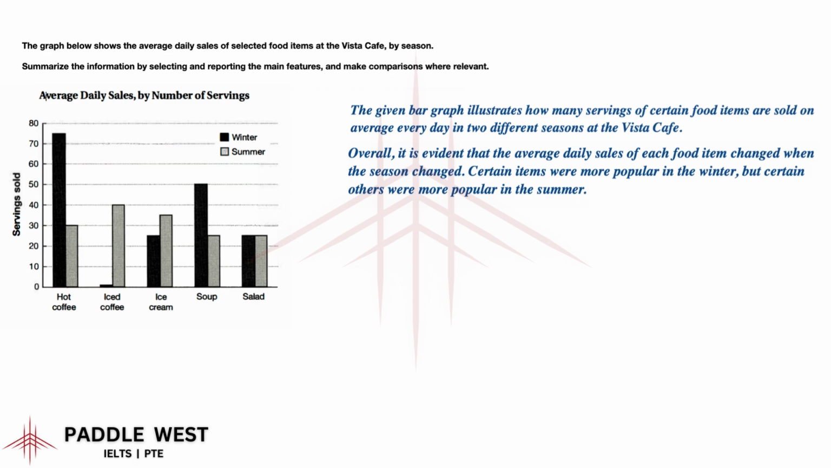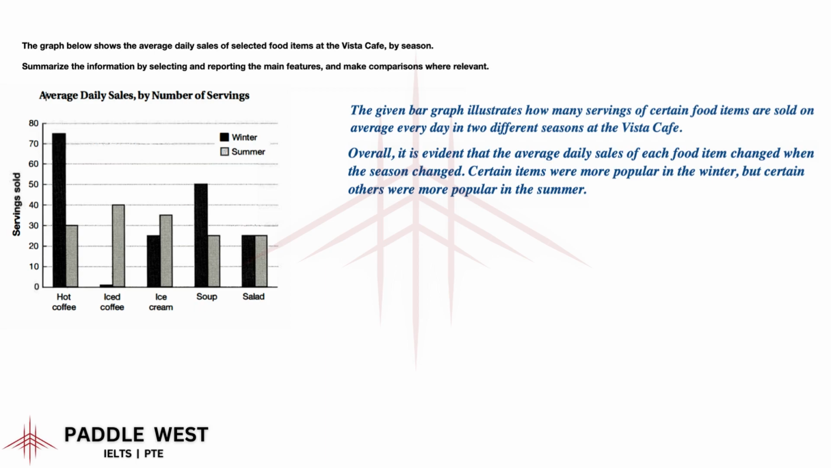While sales of hot coffee were highest, sales of iced coffee were lowest in the winter. On the other hand, sales of iced coffee were maximum in the summer. That would have been a piece of specific information about the highest and lowest items, rather than a general statement. So, the overview shall be a summary, which summarizes the whole graph.